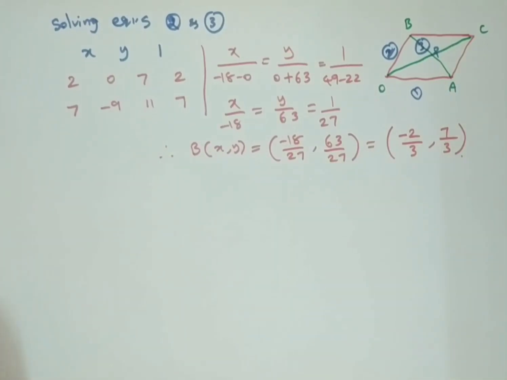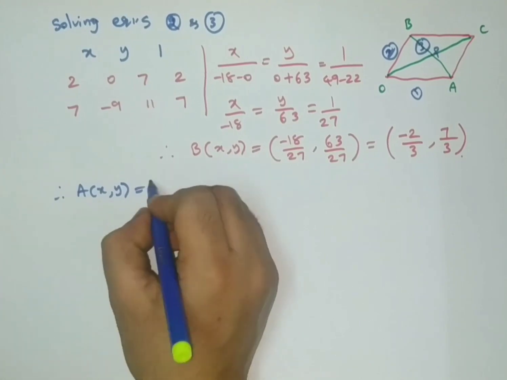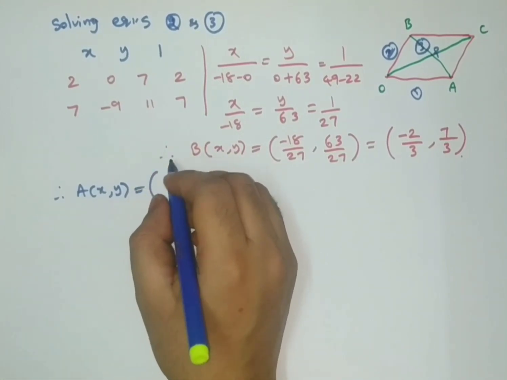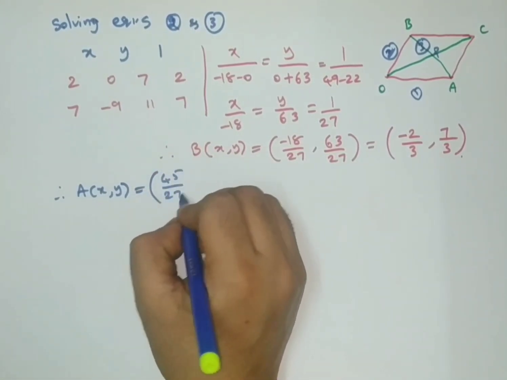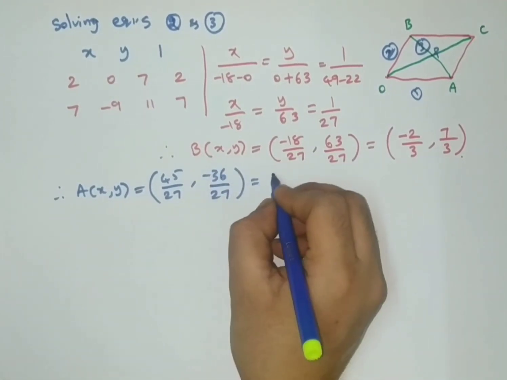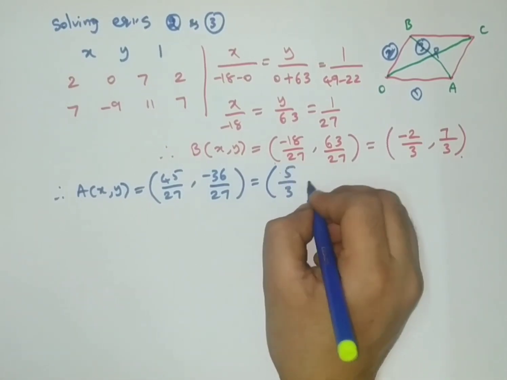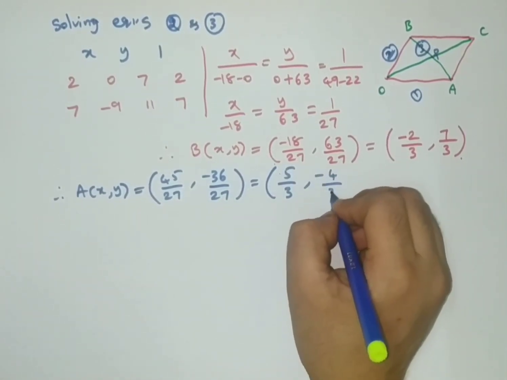So the coordinates of A, x comma y, we got as 45 by 27 comma minus 36 by 27. You can cancel this one also: 9 fives are 45, 9 threes are 27, 9 fours are 36, 9 threes are 27.